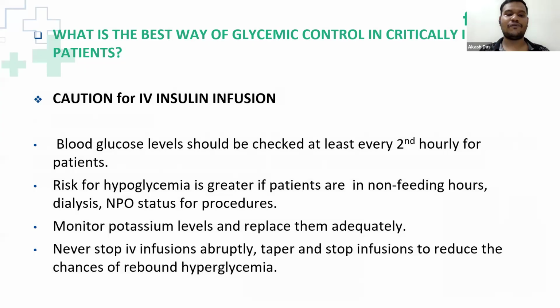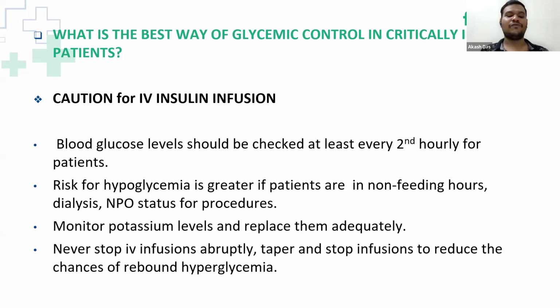So be very careful while giving IV insulin for your patient, because whenever you give IV insulin, it is always preferable to check sugars hourly or at least every second hour. Okay, because the risk of hypoglycemia is much higher with IV insulin, especially in non-feeding hours or when patients are NPO. Also monitor potassium levels, because insulin will deplete your potassium levels, and replace the potassium adequately.